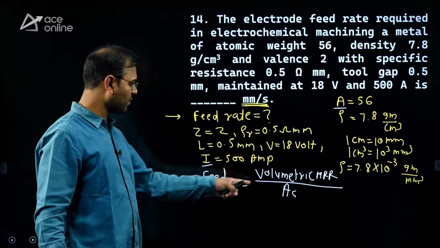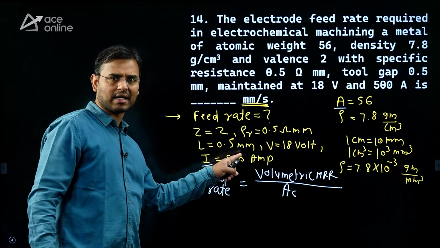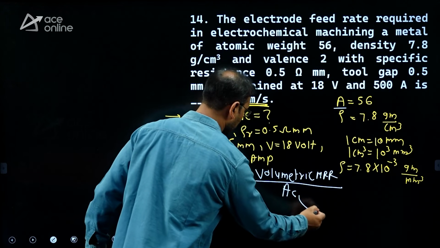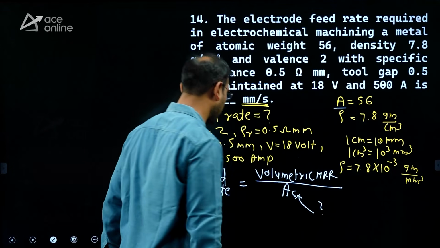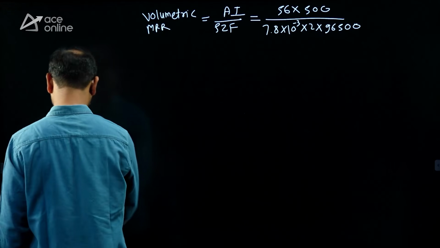To calculate the feed rate, we must know the value of AC. Volumetric MRR we can get it here. How to get the AC? Now this is a very big question, how to get the value of cross sectional area here. Now it is important to calculate.